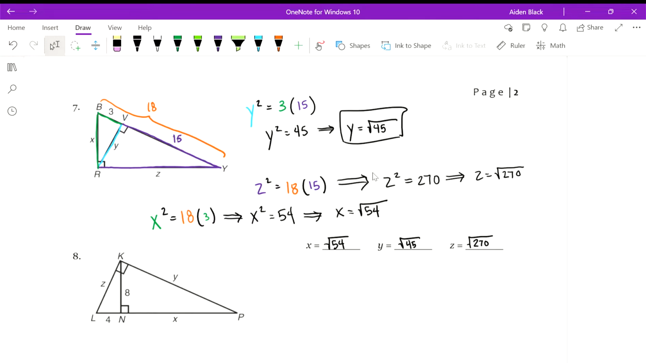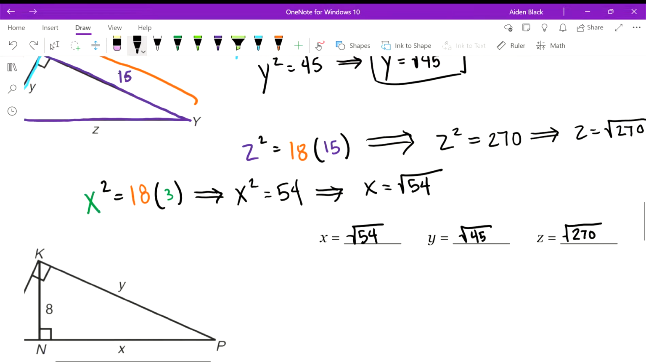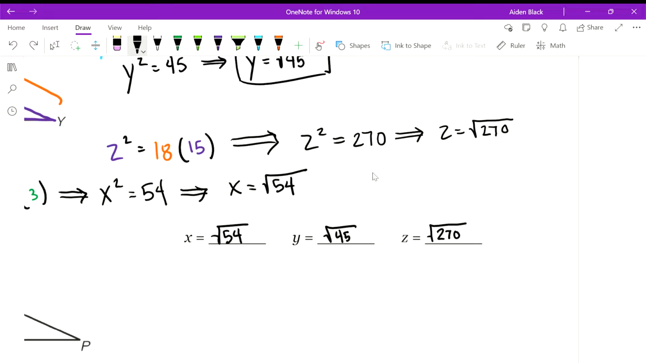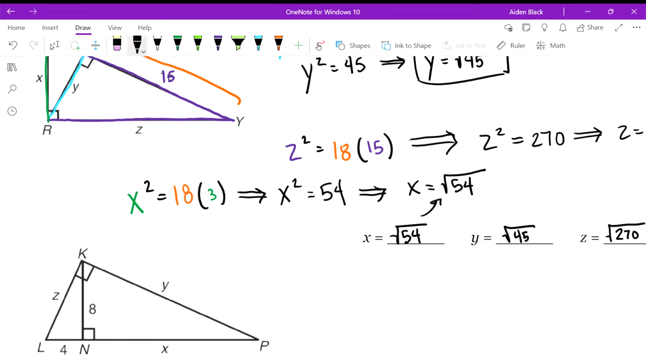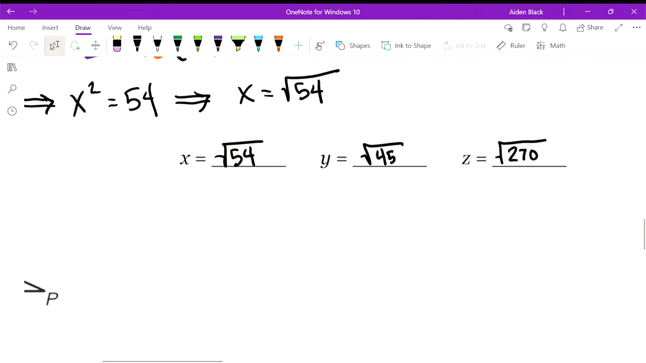Okay, so the last video finished off where we just had these. What I've done from there, as the video ended, was just finish those. I get this here, z is equal to the square root of 270, and x is equal to the square root of 54. So this is a good opportunity to break down how you reduce this.